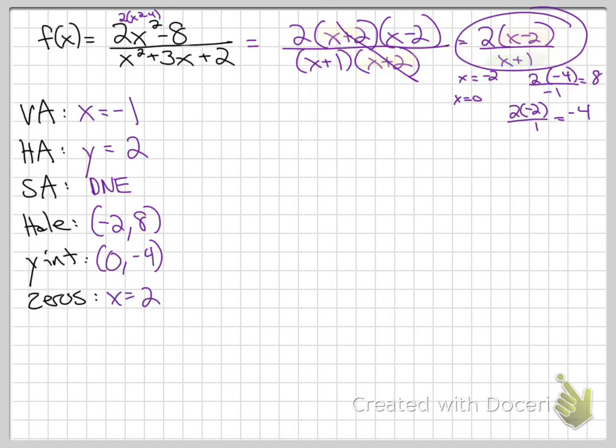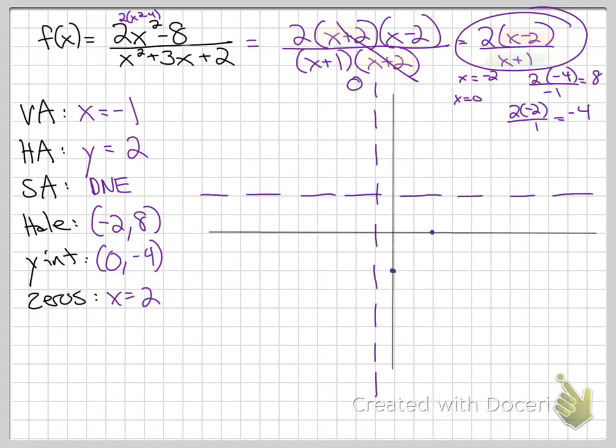Okay, so denominator, x equals -1, vertical asymptote. The degrees match, so leading coefficients 2 over 1, y equals 2, horizontal asymptote. Since there's a horizontal, there is no slant. Y-intercept, plug in 0 carefully, -4. And zeros, anything that makes the top of the function equal 0, so x equals 2. Draw some axes and plot what you already know.